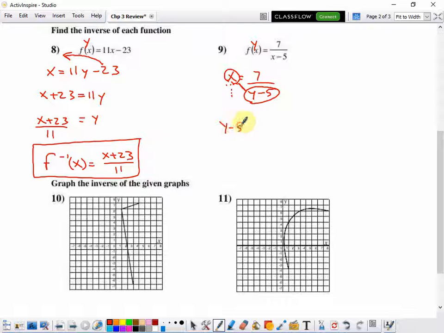So y minus 5 equals 7 over x. Then I can add this 5 to the other side. y equals 7 over x plus 5. So f inverse of x equals 7 over x plus 5.